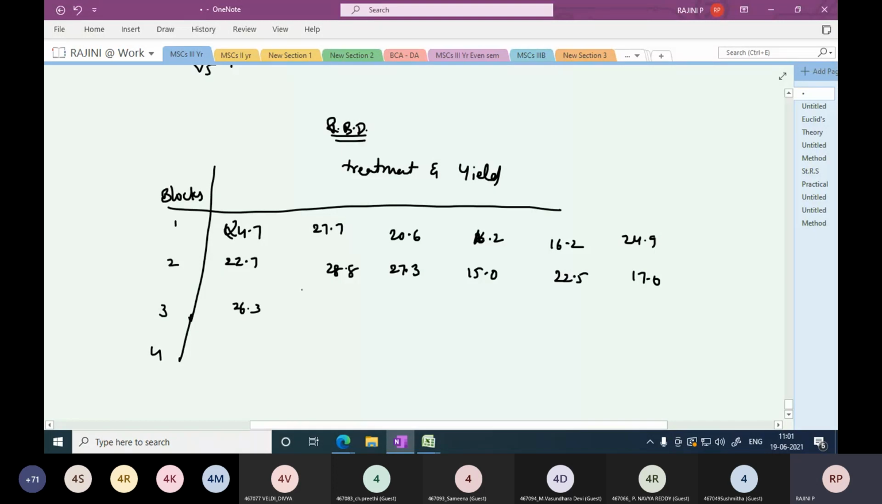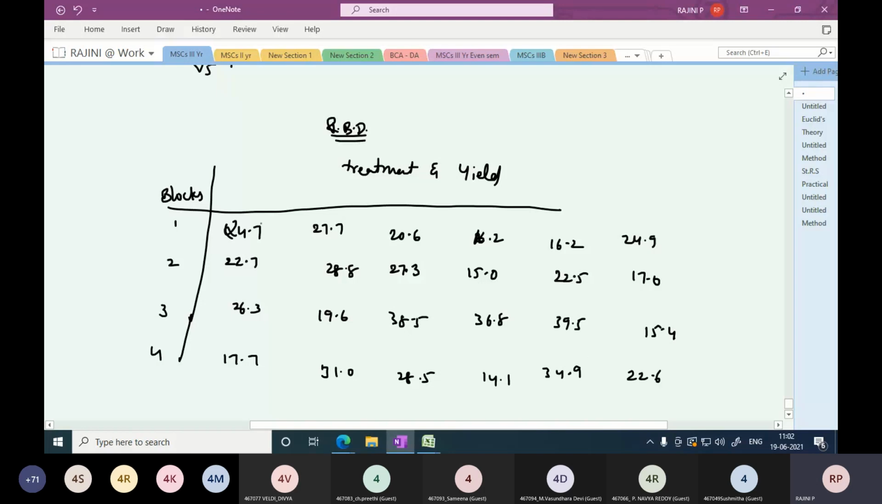Next, third one: 26.3, and next 19.6, 38.5, and next 36.8, 39.5, and 15.4. Next one, 17.7, 31.0, 28.5, 14.1, 34.9, 22.6.